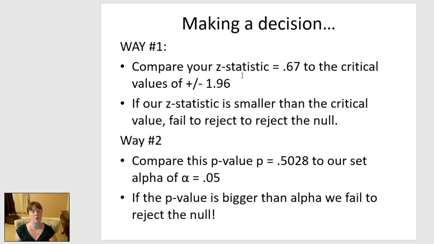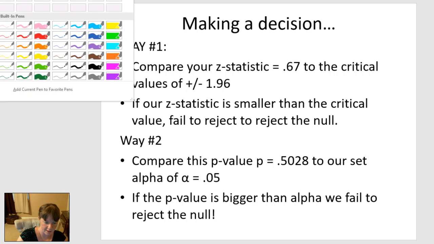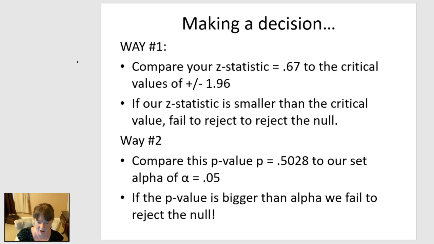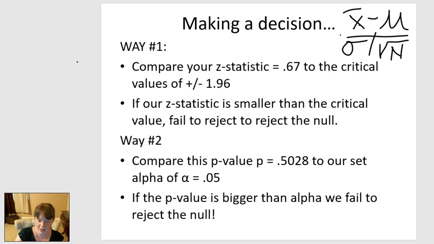So in practical application, you're going to calculate a Z. It's like a recipe. You just plug in X bar, mu, sigma, n. Subtract the sample average from the population average. Let me write that equation for you again, the Z equation: X bar minus mu, divided by standard error. That will give you your Z statistic, right?